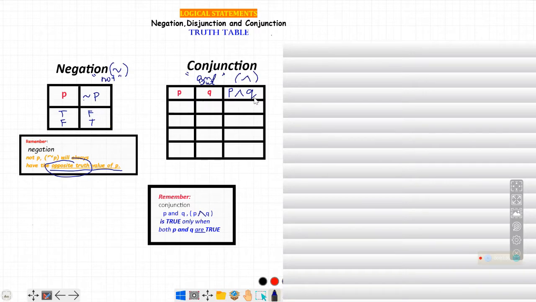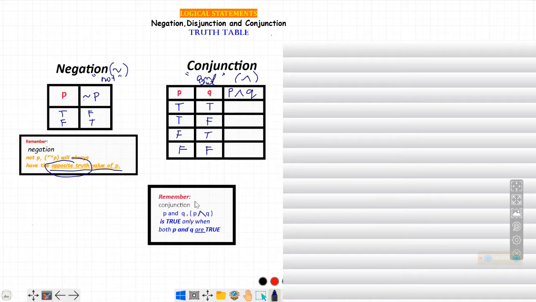And there are four combinations for that. If P is true and also Q is true, and if P is true but Q is false, and P is false but Q is true, and when both P and Q are false. Okay, so these are the four cases or combinations that we need to remember when we want to know if the conjunction is true or not.